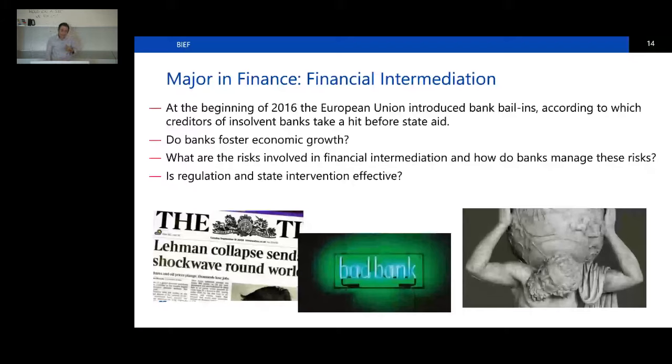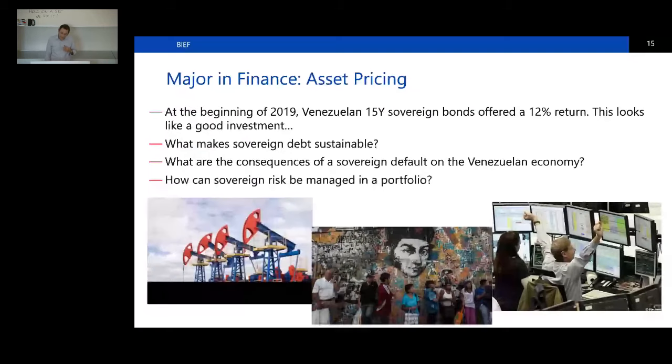The third example is borrowed from the asset pricing domain within finance. At the beginning of 2019, the sovereign bonds of the Venezuelan government with a 15-year maturity offered a 12% yearly return. At first sight, you think, okay, these are bonds. Let's go with the common wisdom that bonds are less risky than stocks. And 12% per year seems like a good investment, a good opportunity.